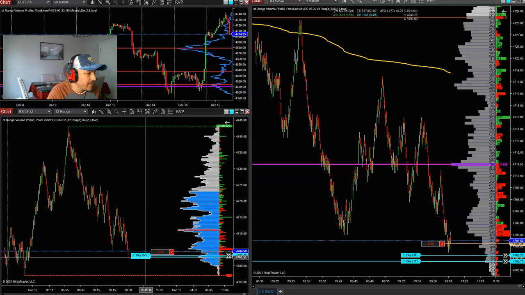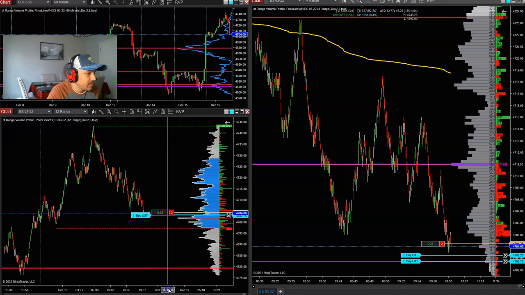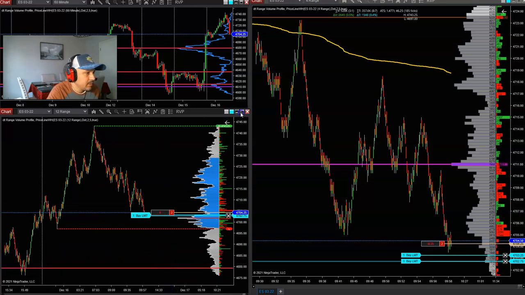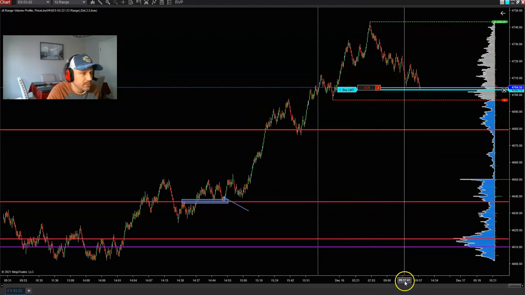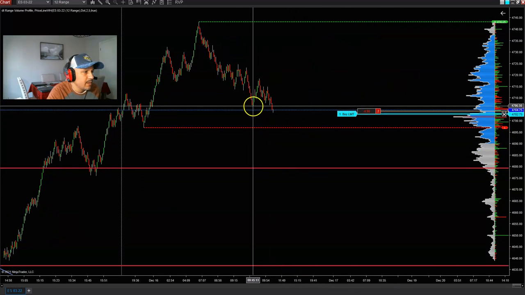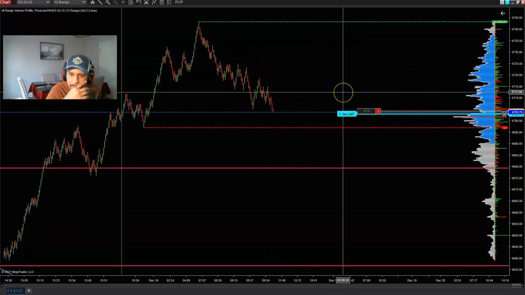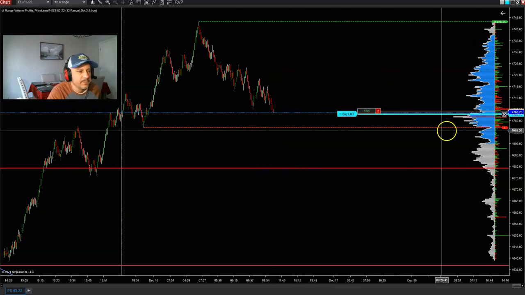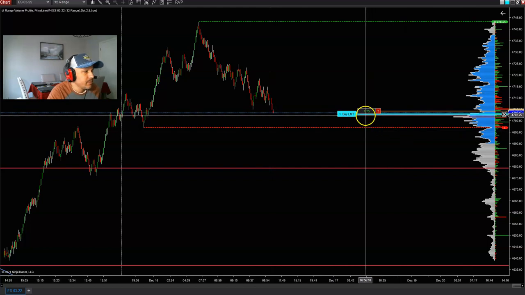4702.5. Around that area, they were the high volume that was at. See it here on the 12 range. Let's blow this up a little bit so we can see it. They can pull back, of course. You know that. Come on. 4702.5.